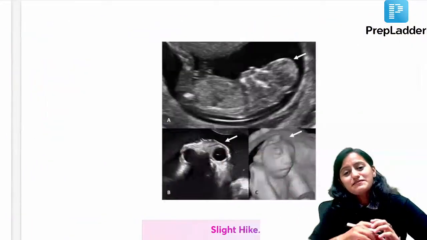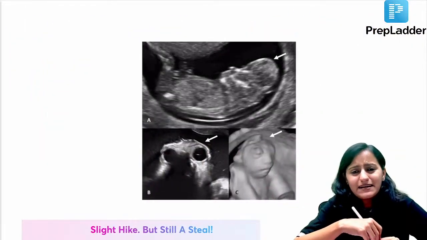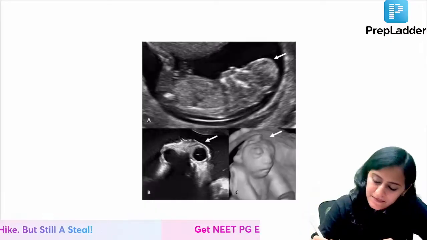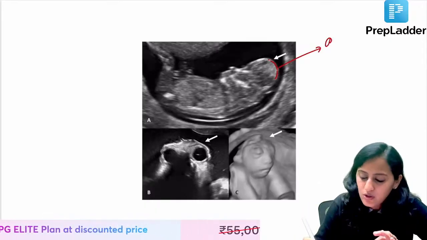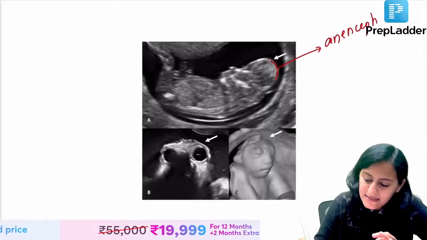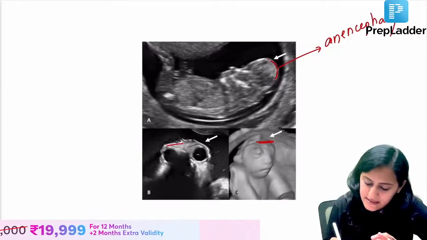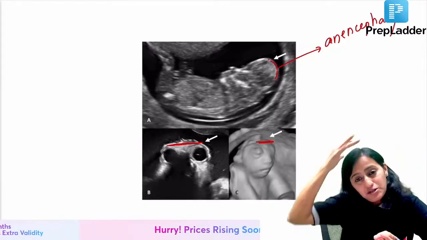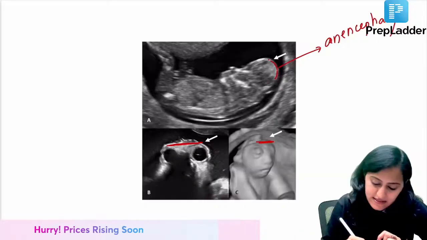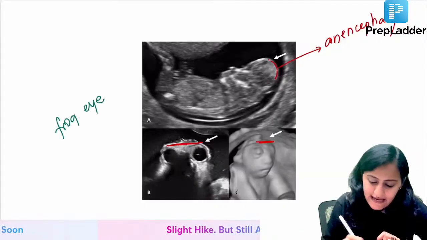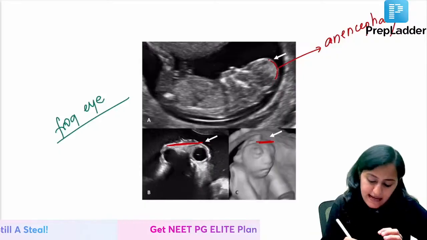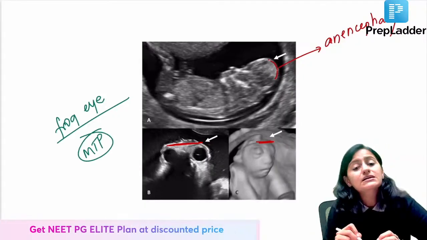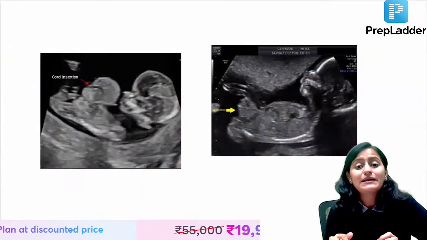Coming to OBGY, इसमें मुझे बताओ क्या दिख रहा है, favorite for the exam. This is where you are not seeing the white appearing skull bone. This is anencephaly. Right, and look at the appearance here. You are not seeing the above part here. This is frog eye sign seen in anencephaly. Okay, anencephaly, frog eye sign. We need to do MTP. Folic acid is not going to help now.